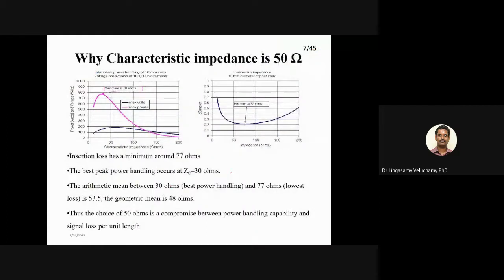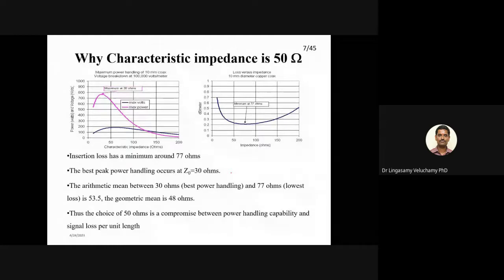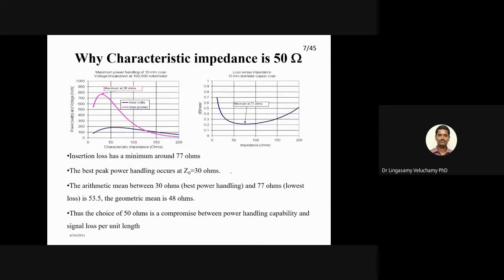Next point, another parameter is that we always use 50 ohm as the characteristic impedance. Why is that so? Because it is not an arbitrary number that has been chosen by someone. It is selected based on several measurements. They measured insertion loss, so it was minimum at 77 ohm. And they also measured the power handling capability of the particular RF component or element. At that time they found that power handling was high at 30 ohms.